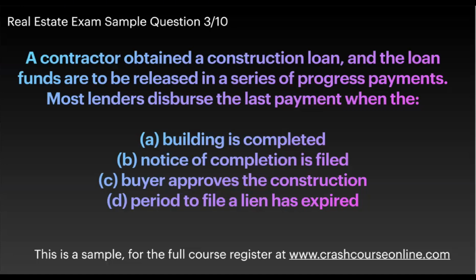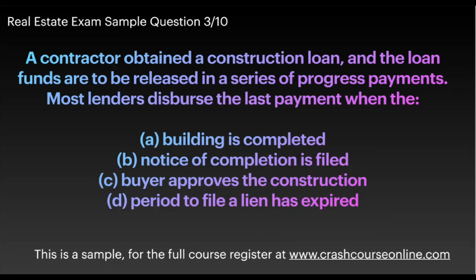And that last payment probably won't be released until answer choice D, the period to file a lien has expired. So again, you're probably not going to get that last payment until the bank knows that there's no chance of a mechanics lien happening. So now they may require that the contractor or builder get bonded or have a surety or something like that to make sure of this.